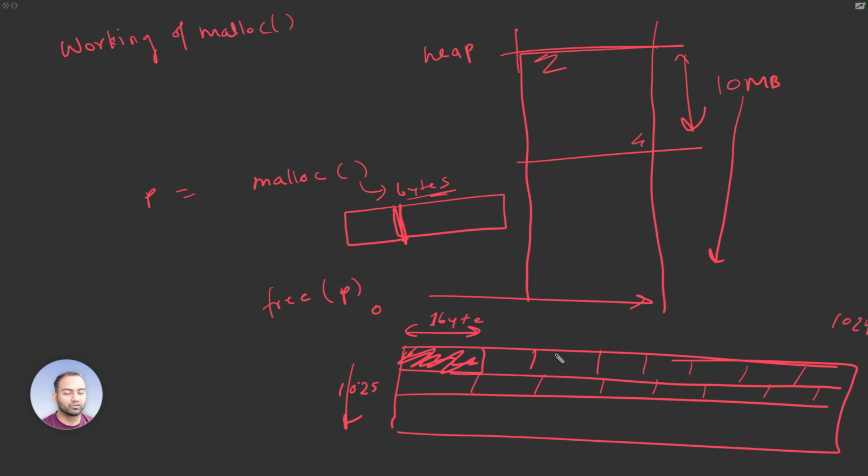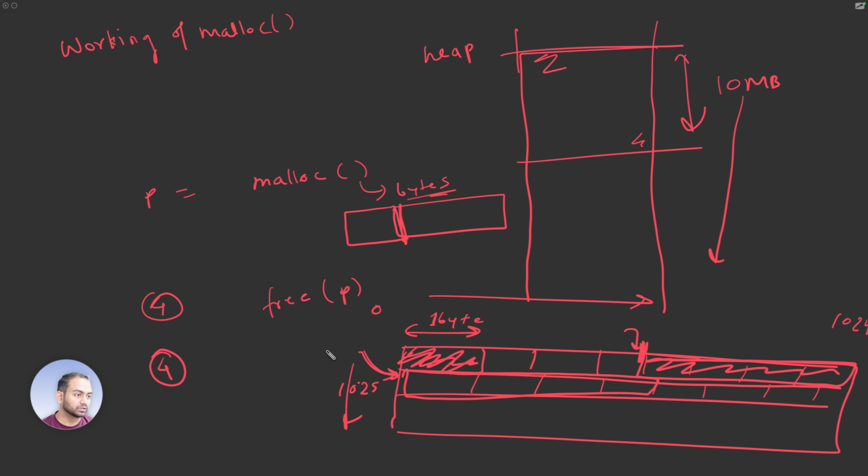Let's say I allocated 4 bytes, and each one of these is 1 byte. I was to get these 4 bytes, so I would be returned this address. What malloc will do is actually allocate 4 more bytes here. It will give me the pointer to this, so it'll return 1025. So 1025 is what I get.